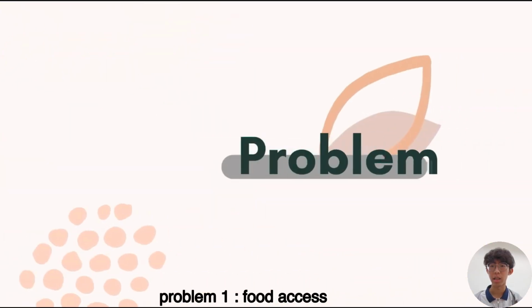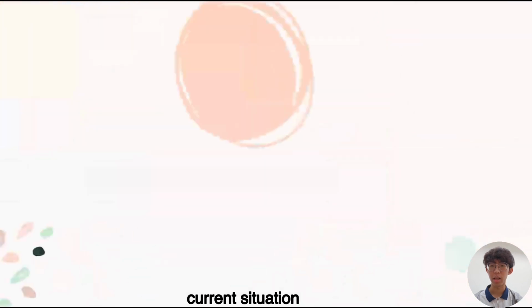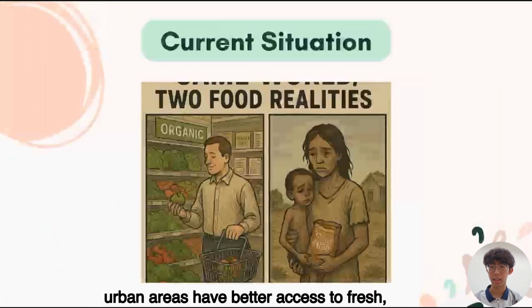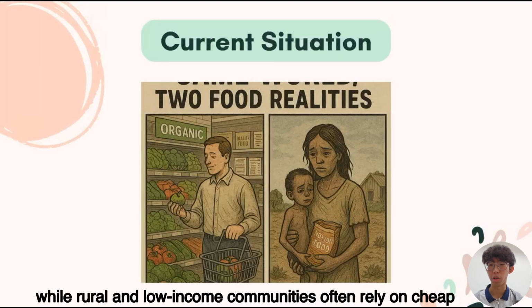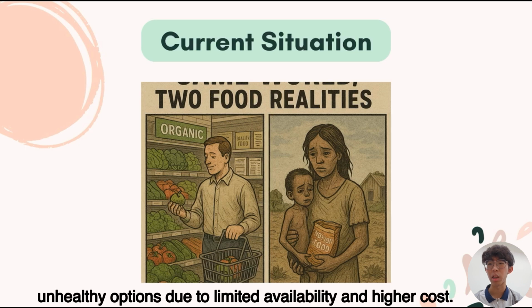1. Food access. Current situation. Urban areas have better access to fresh, nutritious food, while rural and low-income communities often rely on cheap, unhealthy options due to limited availability and higher cost.